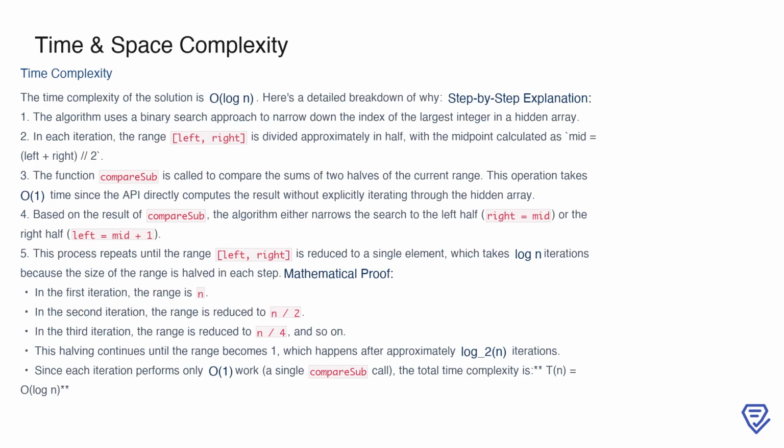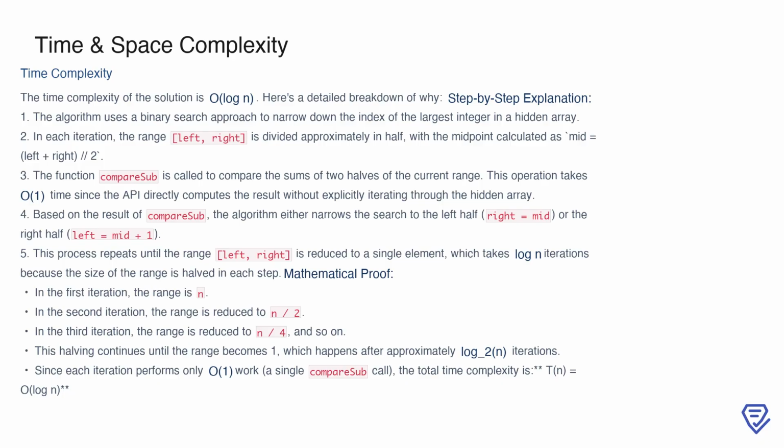The time complexity of our solution is O(log n), and this is because the algorithm utilizes a binary search approach to pinpoint the index of the largest integer within the hidden array. At the start of each iteration, the range defined by left and right is divided approximately in half, with the midpoint calculated as (left + right) // 2.